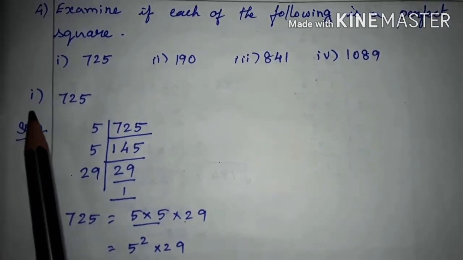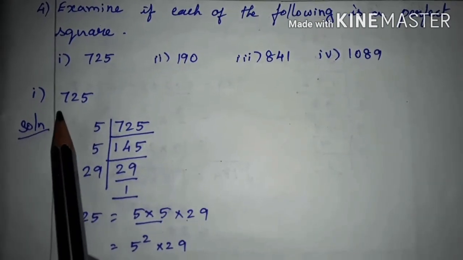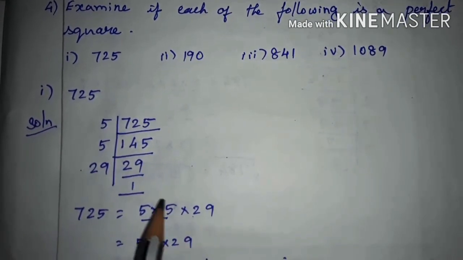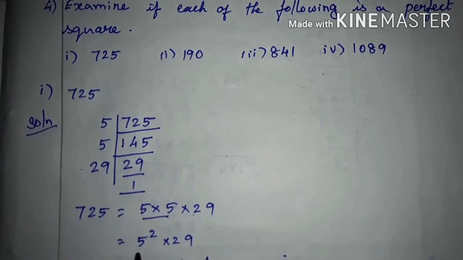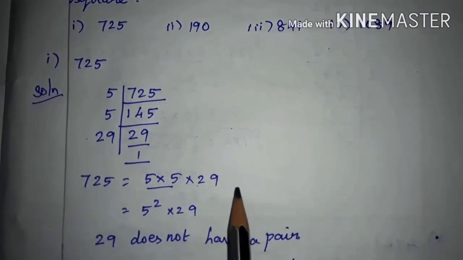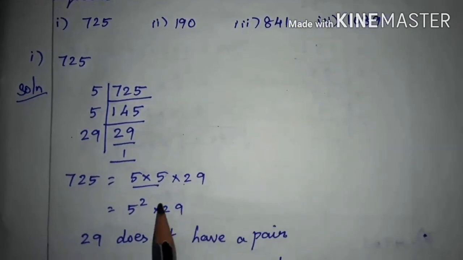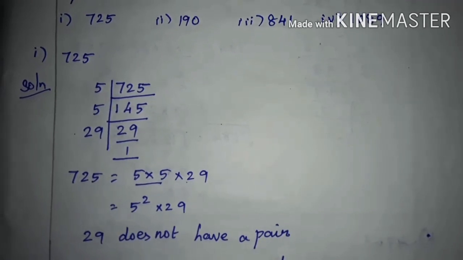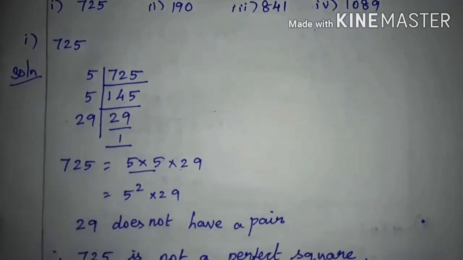Now see the first sum, 725. For 725, the prime factors are 5 into 5 into 29. This 5 into 5 can be written as 5 square. And for 29, we are not having the pair of squares. That is, we are having only 29. So, 725 is not a perfect square.